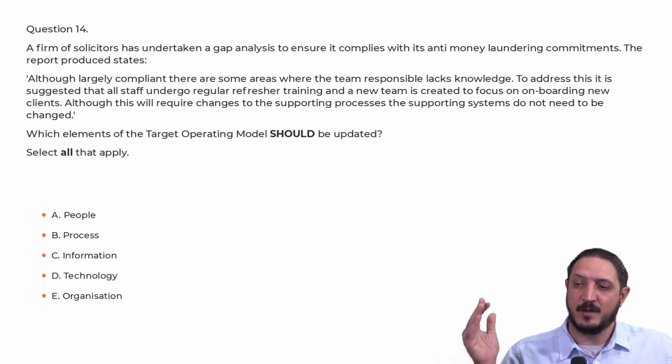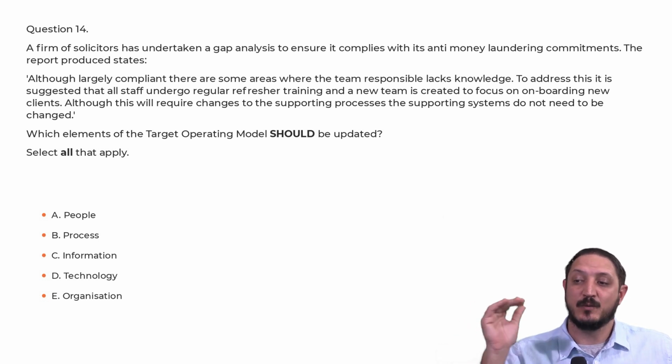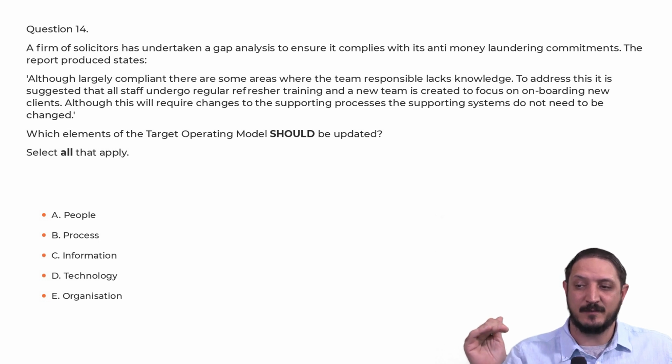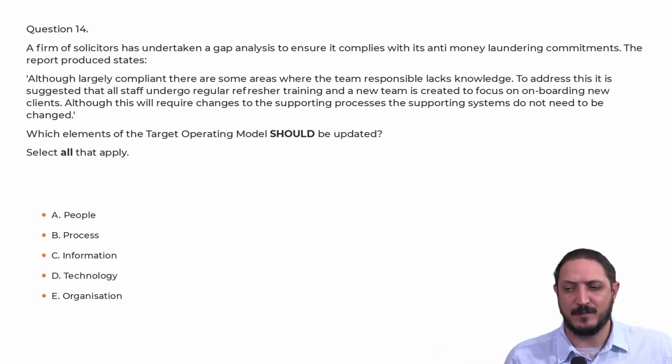Therefore, select all that apply. We would select A, the people elements of POPIT, B, the process elements of POPIT, and E, the organization elements of POPIT. And we would eliminate C and D, which are the information and technology.